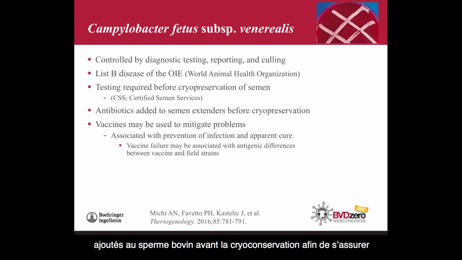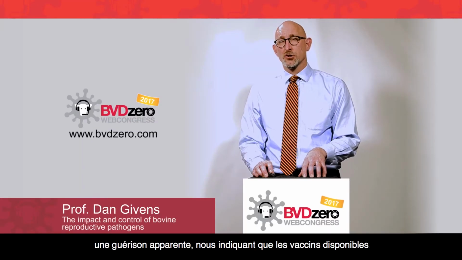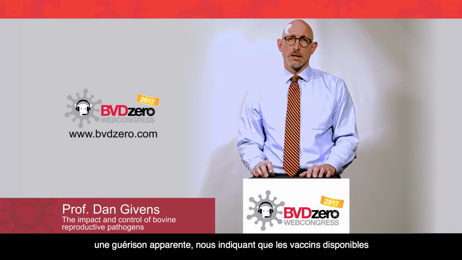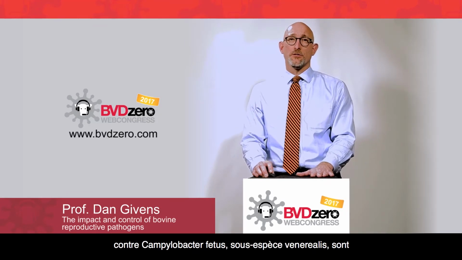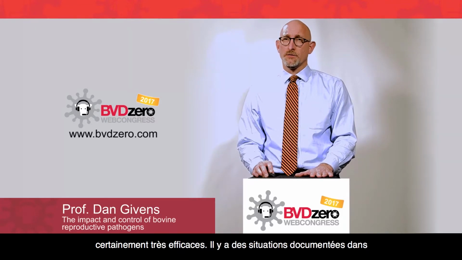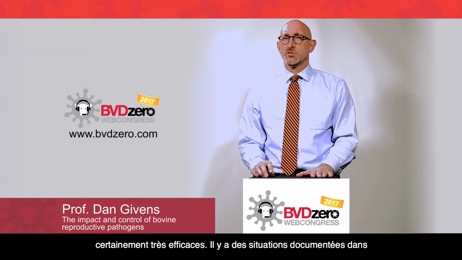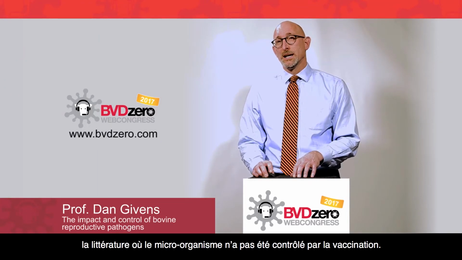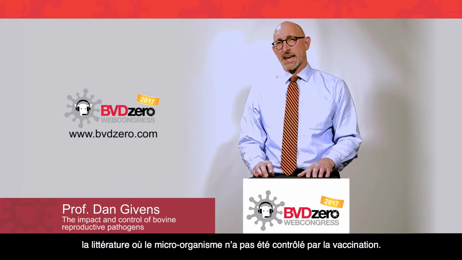Vaccines can be used to mitigate problems. Vaccines are associated with prevention of both infection and also apparent cure, indicating to us that the vaccines available for Campylobacter fetus subspecies venerealis are certainly very effective. There are some documented situations in the literature where the organism has not been controlled by vaccination. In these cases, it appears that the field strains have mutations such that the vaccine does not allow appropriate or effective vaccination. So there is some concern because of those reports in the literature.